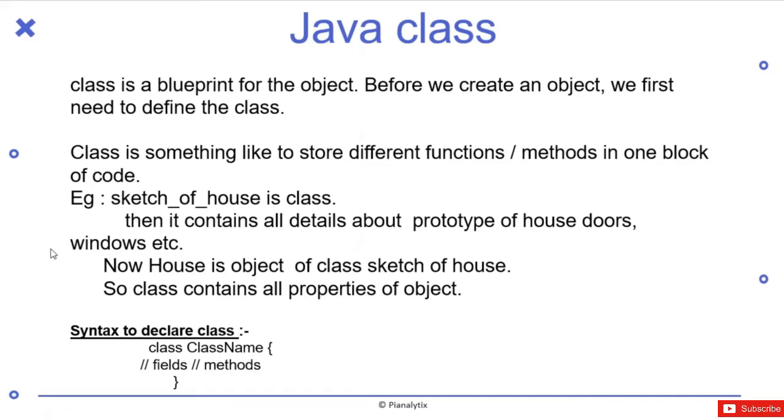House is an object of that class, sketch of house. Basically, I created this sketch of house. Now house is an object. So what I can do is, class contains all properties of that object.